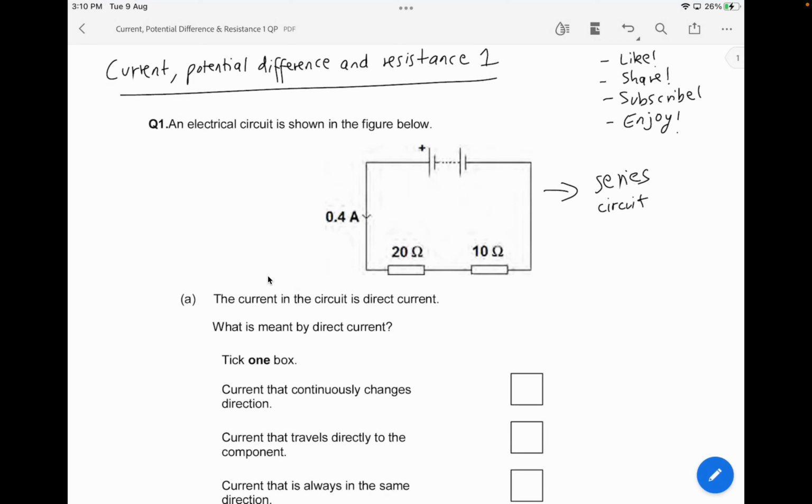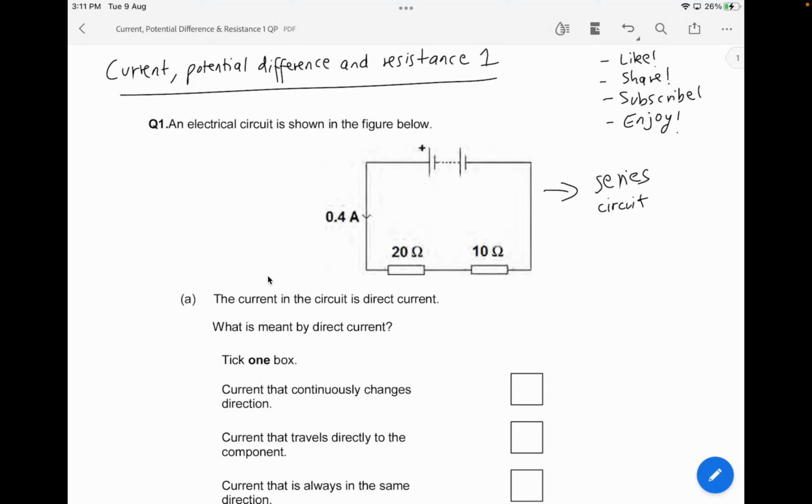All right, so the first question states that there is an electric circuit which is shown in the figure below. By the way, this worksheet is taken from a site called Physics and Math Tutor. I know many of you know about this, but it's a really good site where you can find resources based on physics topics and other subjects as well. It's really helpful. Do check that out.